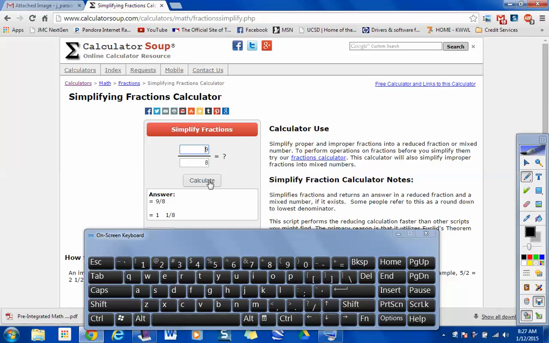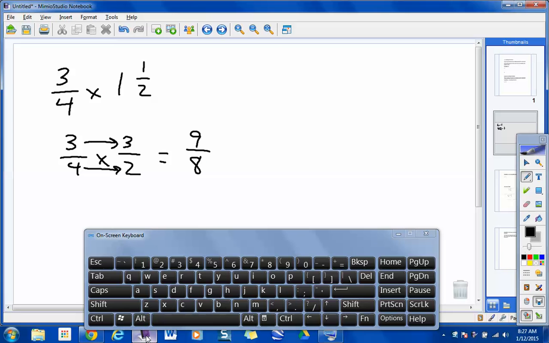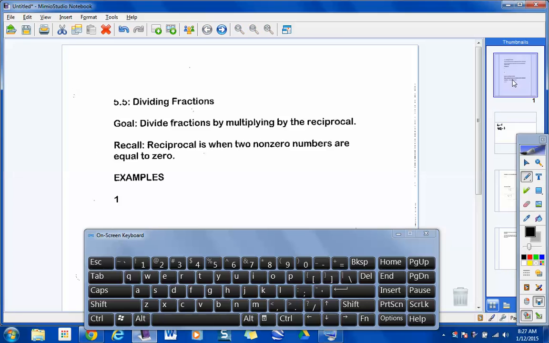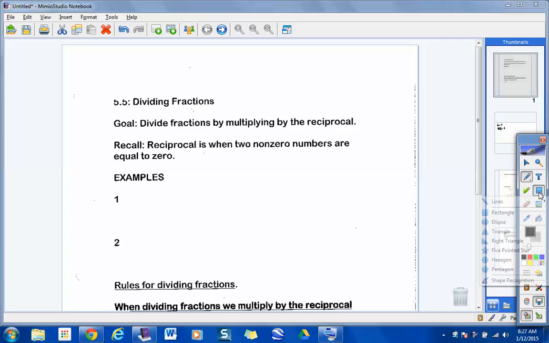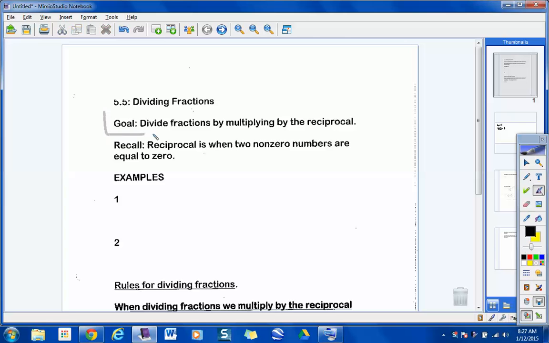Okay. Well, today what we're going to start looking at is just the opposite of multiplication, which is what? Division. Okay. And in our notes today, 5.5 is talking just about that, dividing fractions. Now, the goal that we're looking at says to divide fractions by what? Multiplying by the reciprocal. Okay, divide fractions by multiplying by, that word is reciprocal.